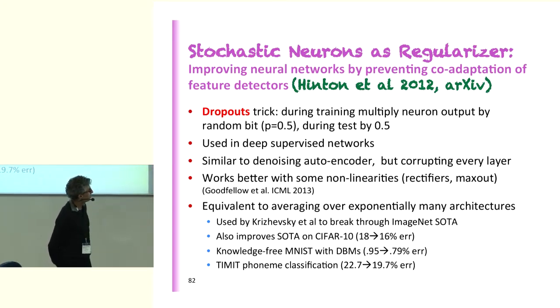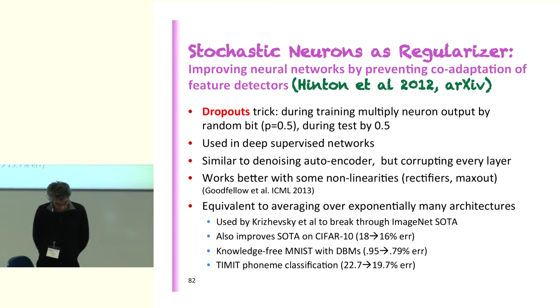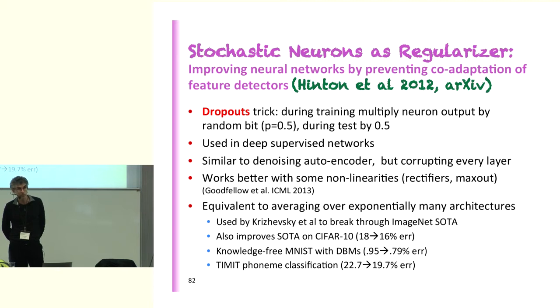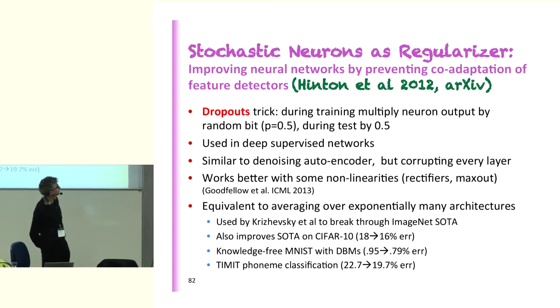In particular, for this breakthrough network that Alex Krizhevsky, Ilya Sutskever, and Geoff Hinton put out in 2012, which reduced the state-of-the-art error rate on the ImageNet benchmark for image classification by a big amount, from something like 26 to 16%, and now it's down to 11, I think. And so, one of the ingredients was this regularizer. What is this regularizer? Very simple.